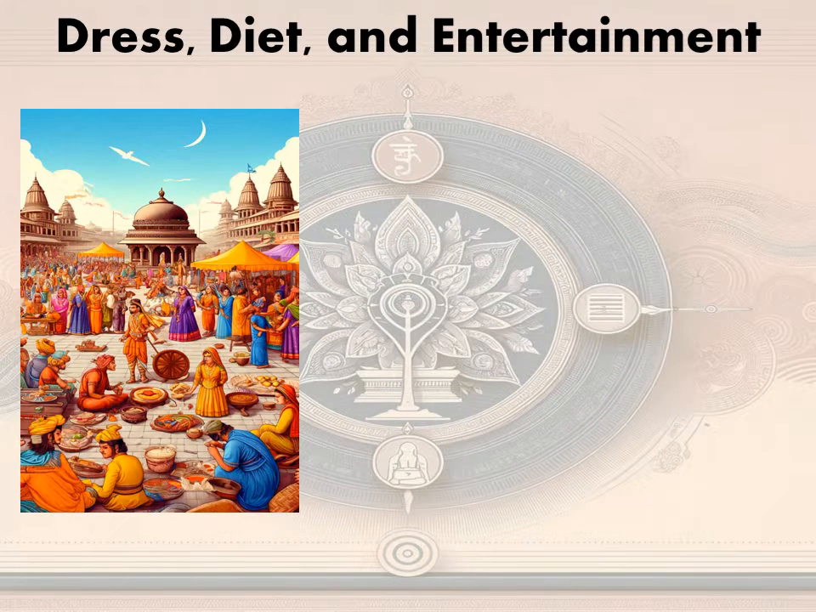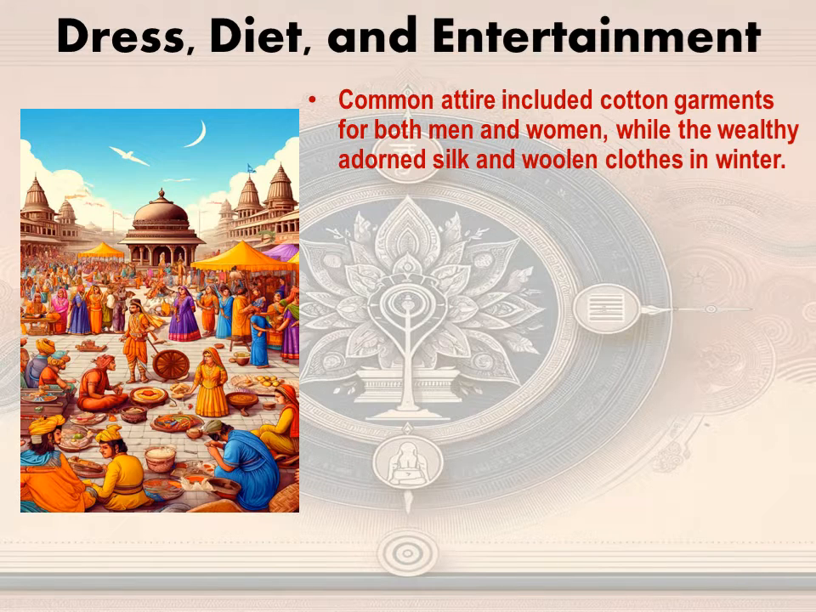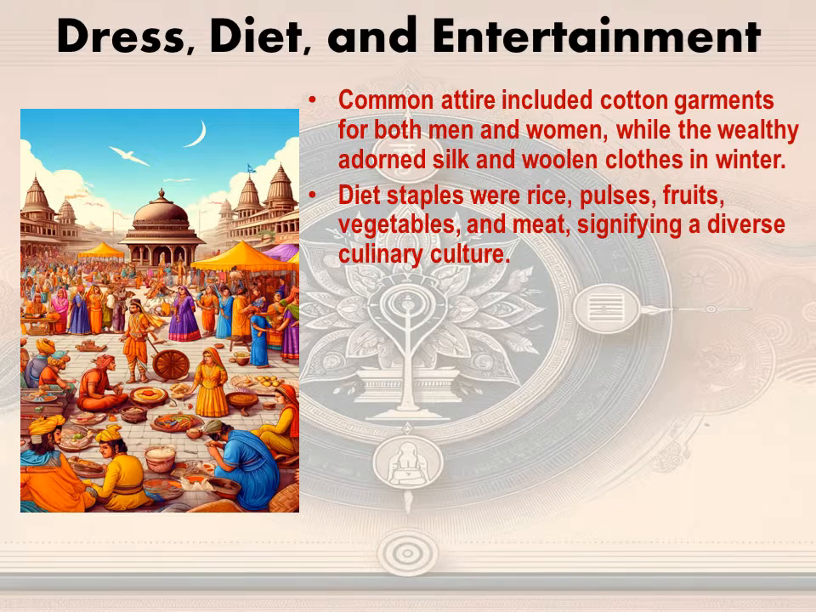Now, dress, diet, and entertainment. How was the dress? What kind of food did they consume? And what were the entertainment activities performed in the Mauryan culture? Common attire included cotton garments both for men and women, while the wealthy adorned silk and woolen clothes in winter. So it was very common to wear cotton garments because it was commonly available during the Mauryan times, while the wealthy people wore silk and woolen clothes in winter.